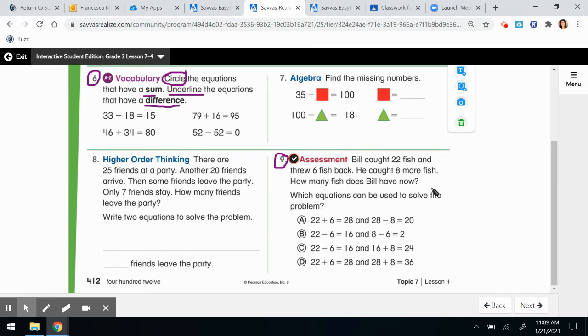I'll read this to you and then you're going to have to choose which equations you would use. Bill caught 22 fish and threw 6 fish back. He caught 8 more fish. How many fish does Bill have now? Which equations can be used to solve the problem? You have to think about this, and it might help to write it out. You might want to do that over here or on a separate sheet of paper.